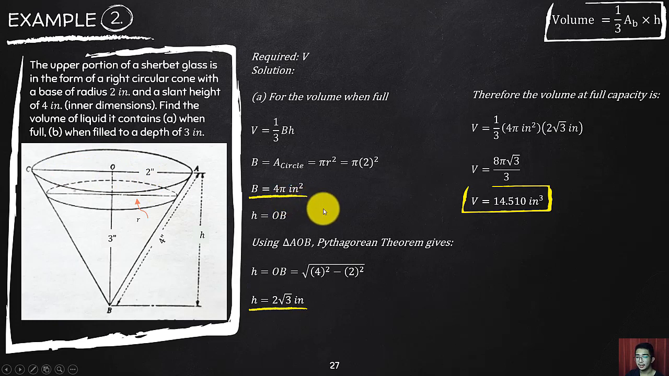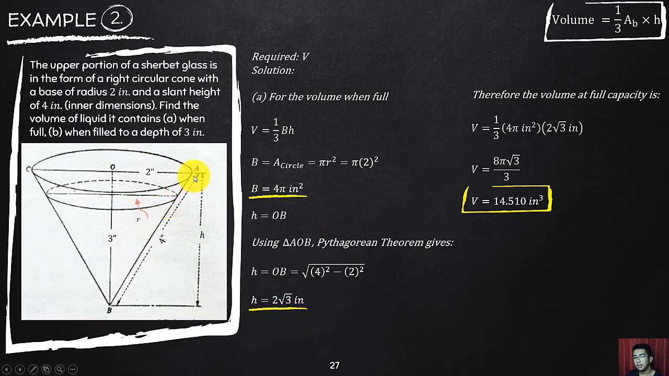What about the height? So the height of the cone is what? If you're considering full, then the liquid level is here at O. So the height is now B to O, or O to B. The 3 inches here is the height of the liquid for question B, when the depth is 3 inches. So disregard this for now. So the height of the liquid is OB. How do we solve that height?